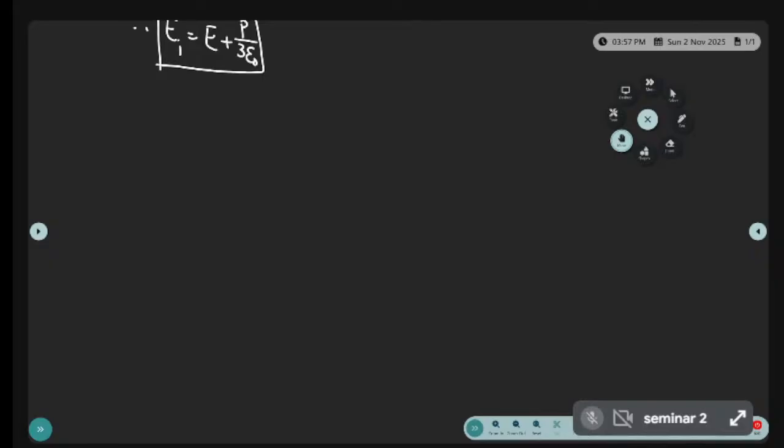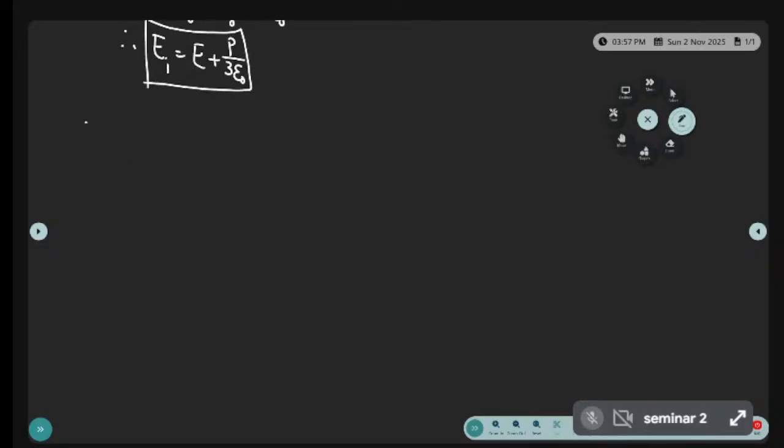What is alpha I? Ionic polarizability. Alpha O, orientation polarizability. Alpha E, electronic polarizability. Alpha I plus alpha E plus alpha O is nothing but the space charge polarizability. By adding them, we get the space charge polarizability, meaning space charge polarization.